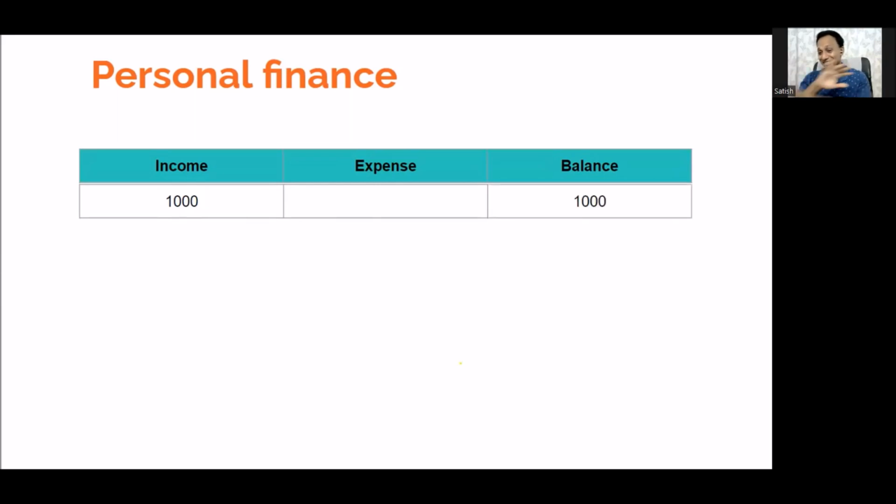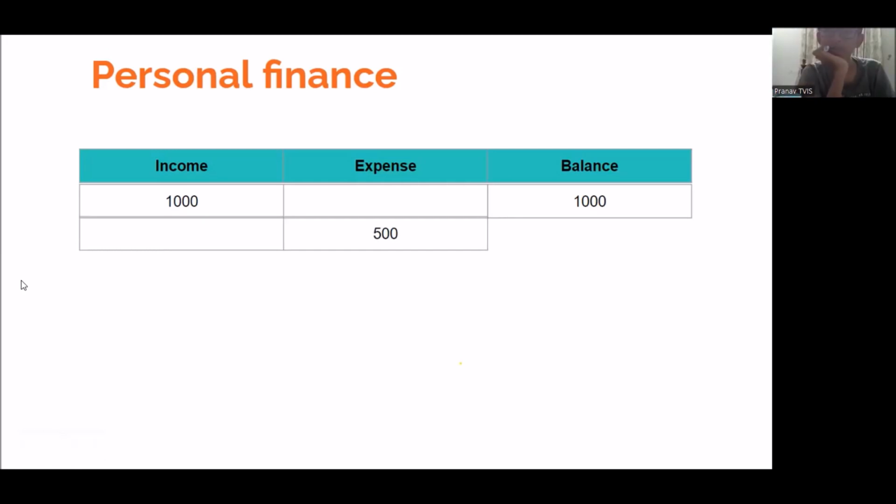What I'm asking is, I'm not asking about you. This is my kiddie bank. I got an income of 1,000 rupees. My grandma gave me. So I will have a balance of 1,000 rupees, right? I will have 1,000 rupees in my bank, right? Agree? Simple. Okay. So now I spent 500 rupees from that. Balance will be 500.